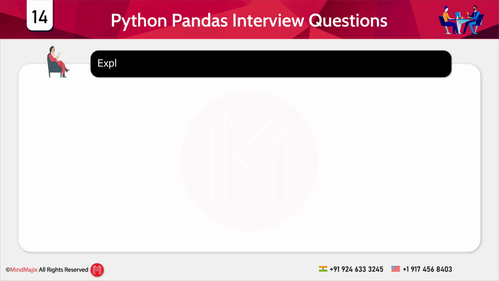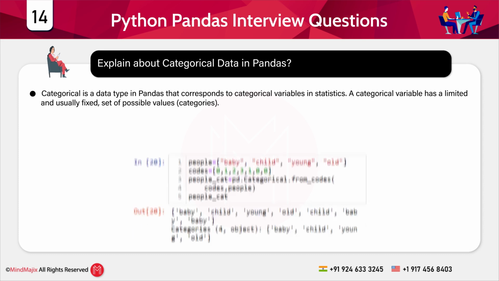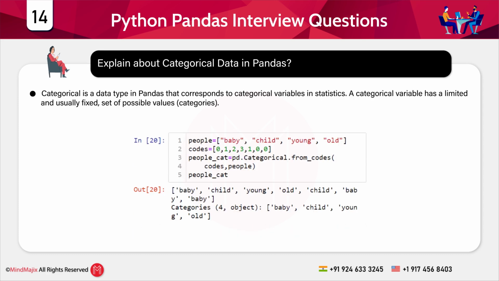The next question is explain about categorical data in pandas. So categorical is a data type in pandas that corresponds to a categorical variable in statistics. A categorical variable has a limited and usually fixed set of possible values, which are nothing but categories. So for example, you can have gender, social class, blood type, nationality, observation time, or rating using categorical data. So these are some of the examples that you can mention for the categorical data. All the categorical data values are either categories or NaN or undefined.